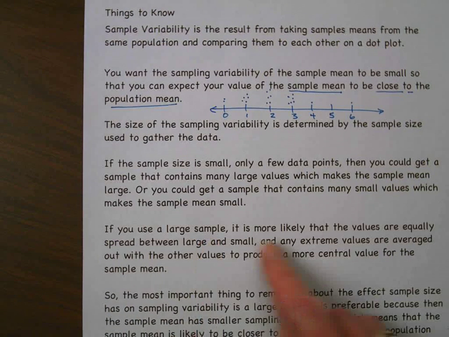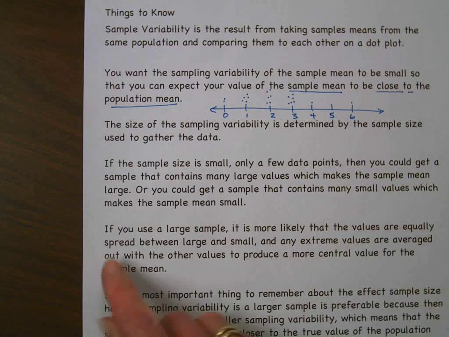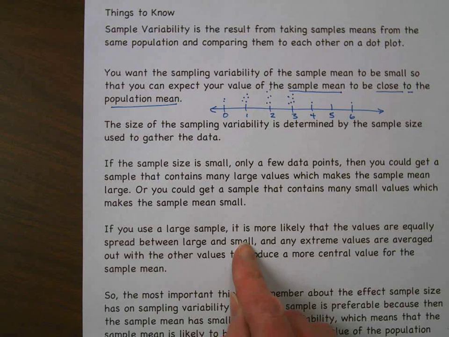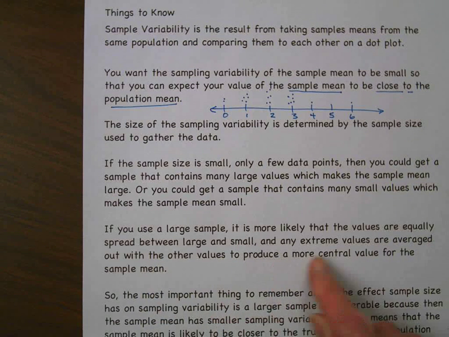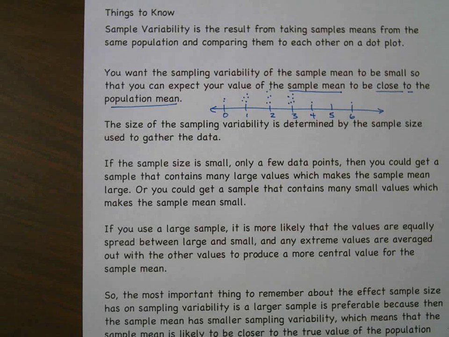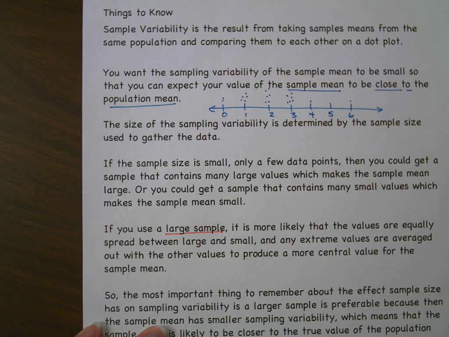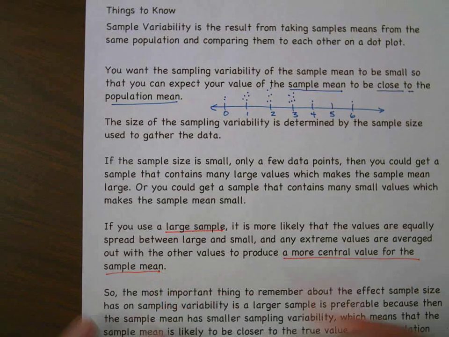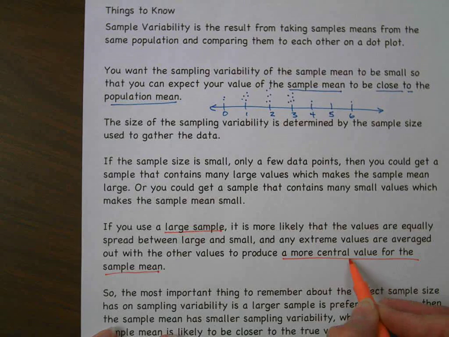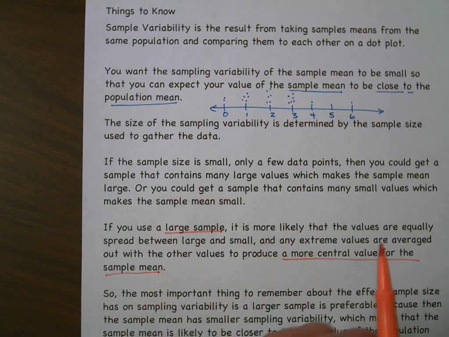If you use a large sample, it is more likely to have values that are equally spread along the large and smalls, and any extreme values are averaged out with the other values to produce a more central value of the sample mean. So basically, you want a large sample so that it can produce a more central value for the sample mean. Because if you have a central value of your sample mean, that means your actual sample mean is more real or more consistent with the data points you're using.